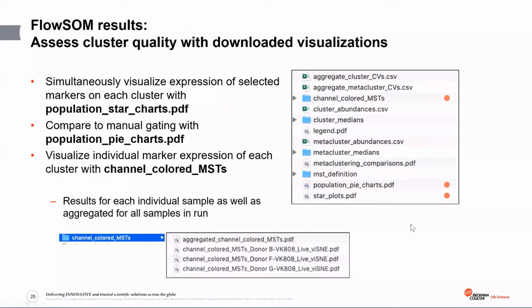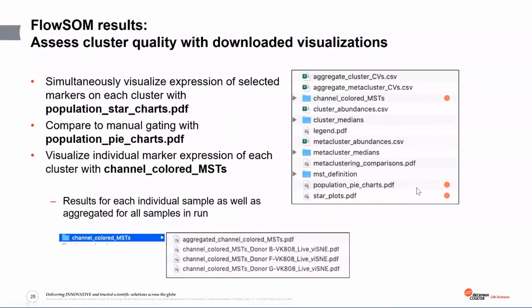So with your downloaded results, here are some of the files that you can get and the most important ones to focus on. Within this channel colored MST folder, you'll have files for each of your individual samples, as well as one that represents the aggregate. These will be trees that are colored by the individual expression of each marker that was selected to plot. Down here, the population pie charts.